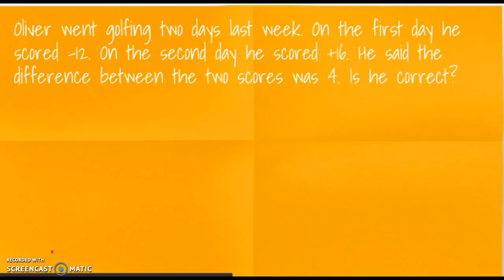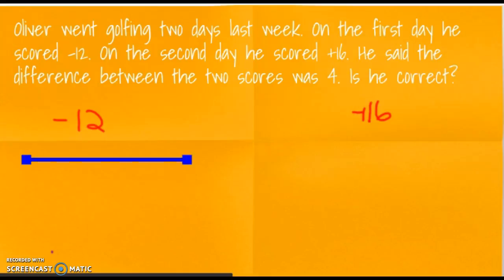So here we have Oliver went golfing 2 days last week. On the first day, he scored -12. And on the second day, he scored a +16. And then what it says is he thinks the difference between his two scores was 4. Is he correct?